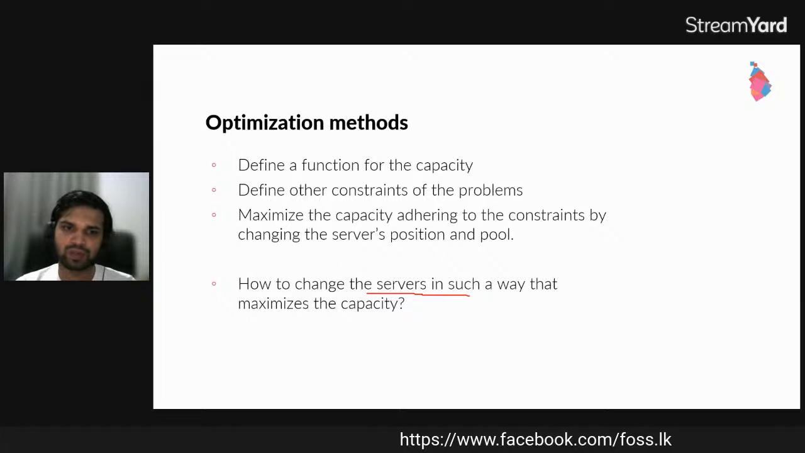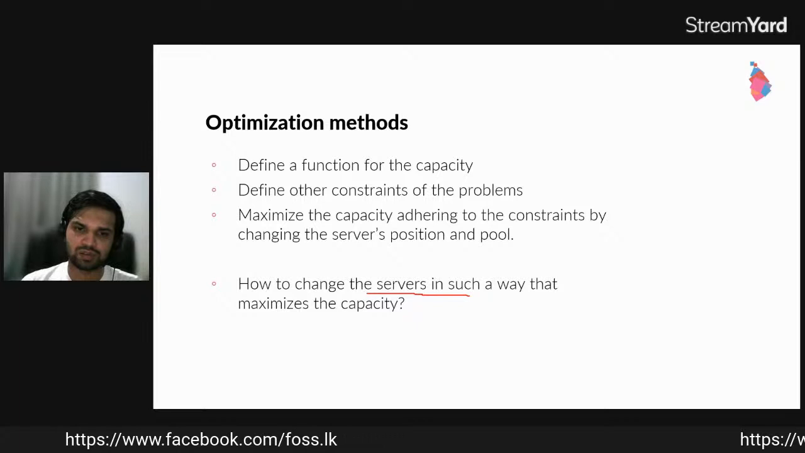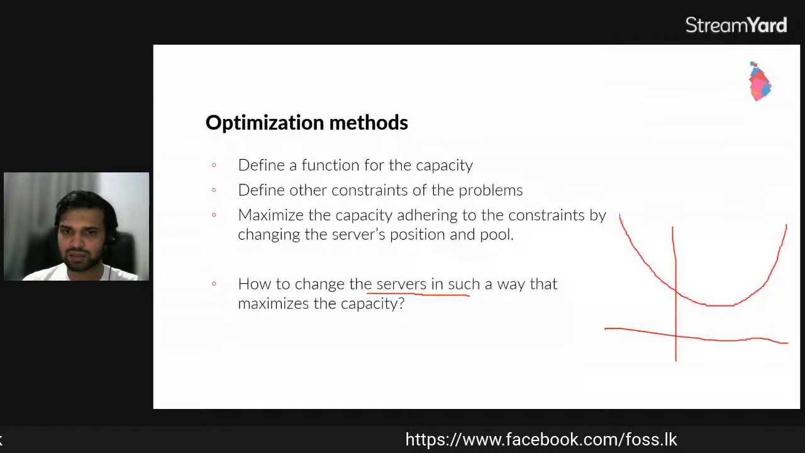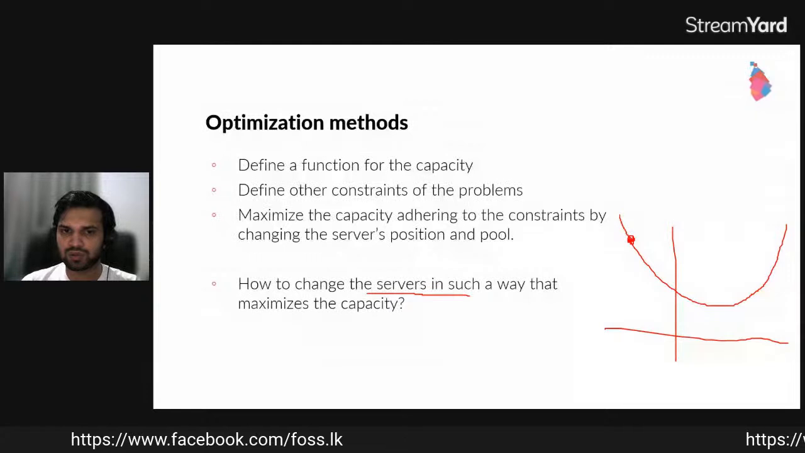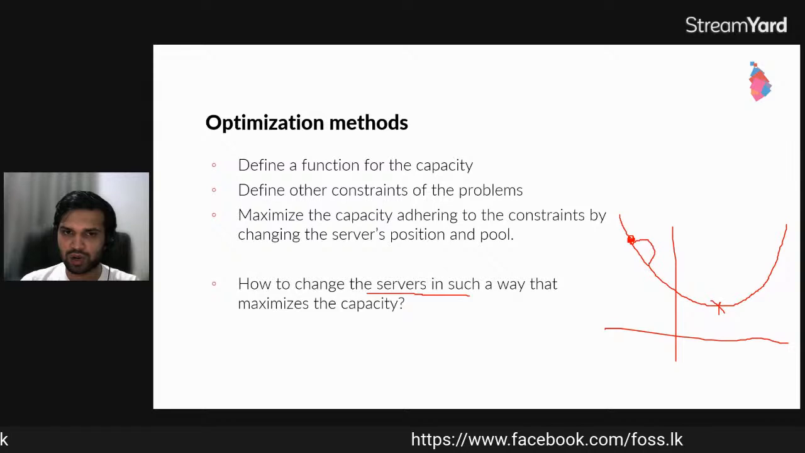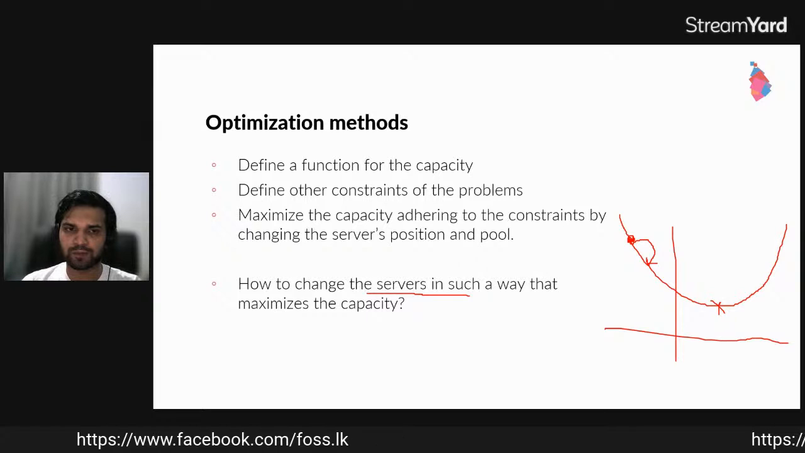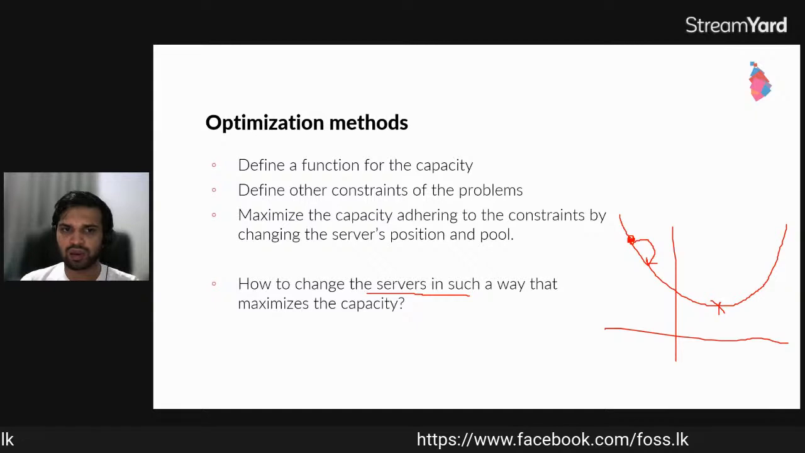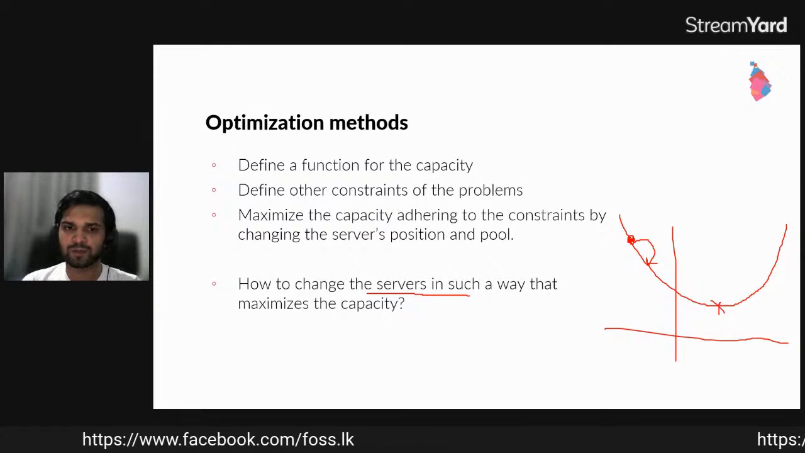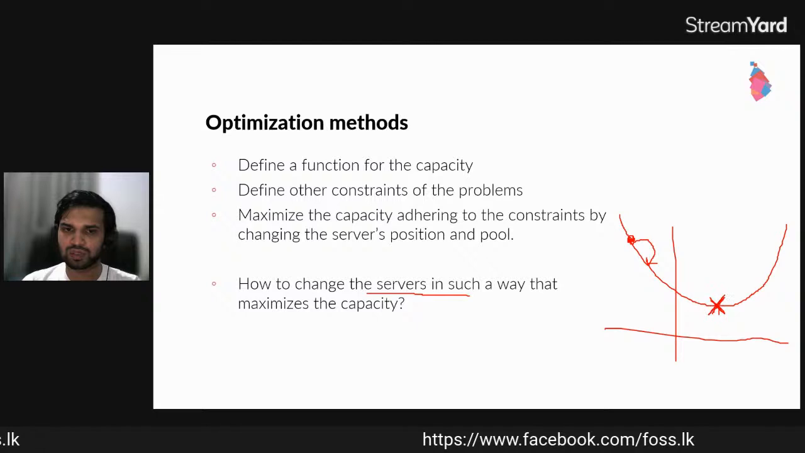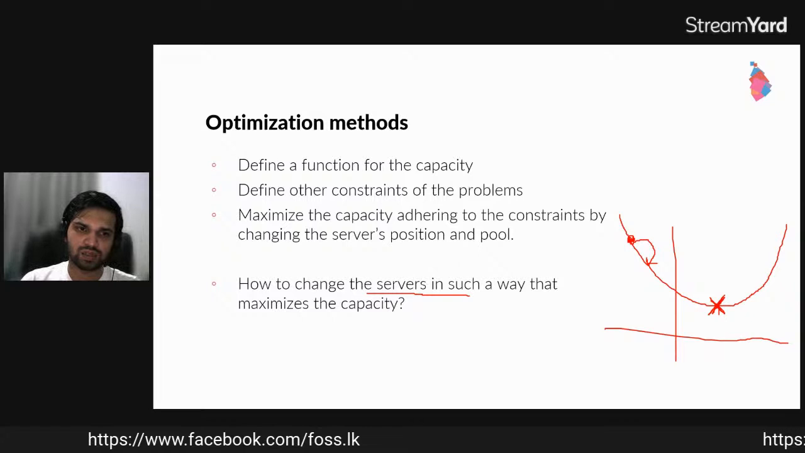Because in an optimization method, if you take a very simple example, you might have a convex function like this. So if you are here, what you need to do is find the minimum, which is here. So you need to find a way to go down, right? In our problem as well, you need to find a way to shuffle these servers and assign different pools for them so that you are going towards your objective. In this problem, our objective is to find the maximum capacity.